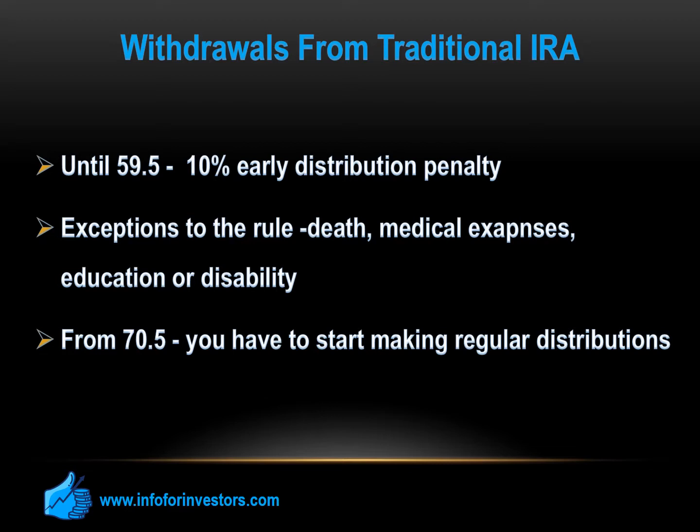You can make penalty-free withdrawals before the age of 59 and a half under some conditions. In the case of death of the owner, in the case of unreimbursed medical expenses, permanent disability of the owner, qualified educational expenses, to cover health insurance premiums if the owner is unemployed. You should also know that after the age of 70 and a half, you have to start making regular distributions from your IRA.